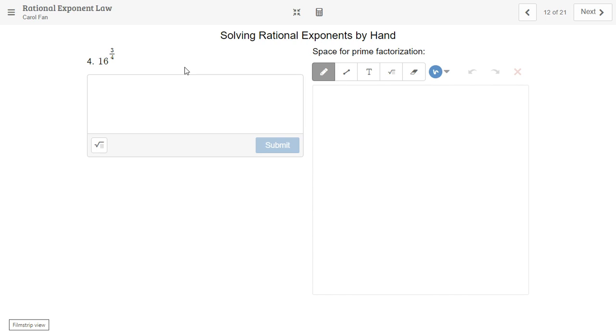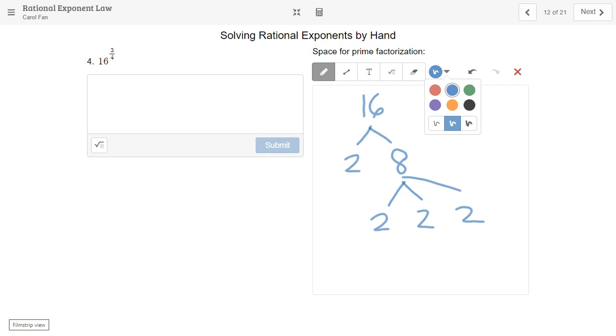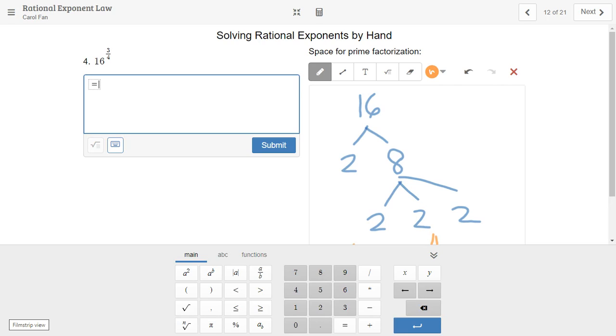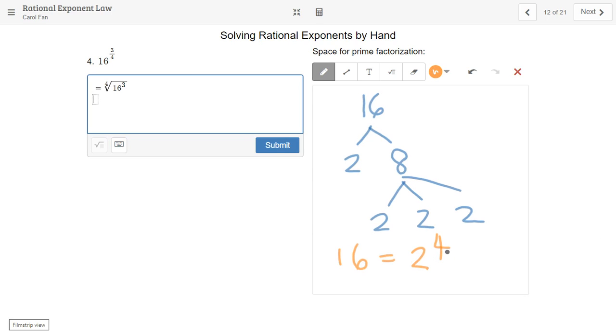16. Let's prime factorize 16. 2 times 8, and we know that 8 is equal to 2 times 2 times 2. So 16 is equal to 2 to the 4. Let's rewrite this question. I have the fourth root of 16 raised to the power of 3. Now, because I know that 16 is equal to 2 to the power of 4, and I also notice that the index is 4, I'm going to simplify that first.